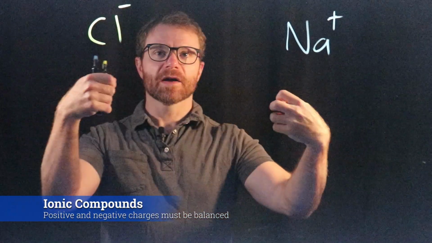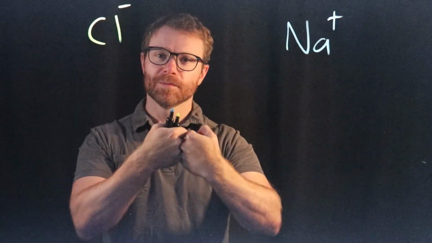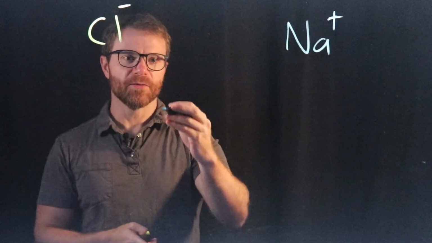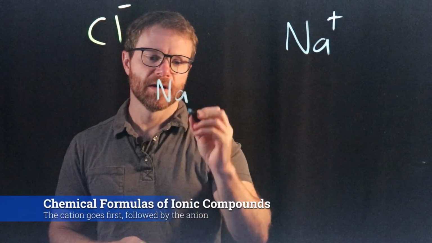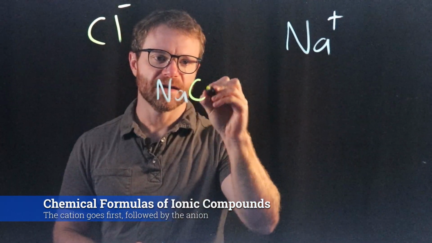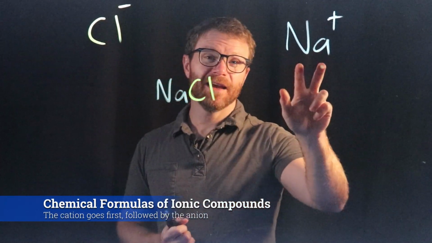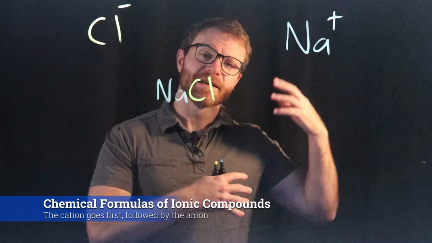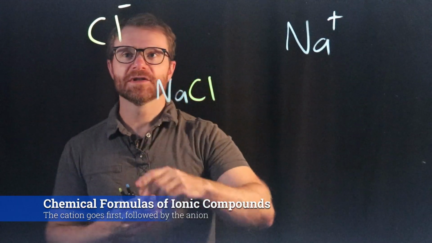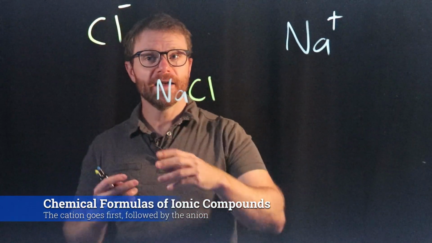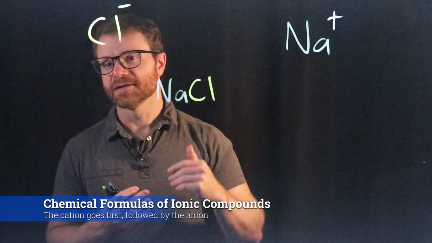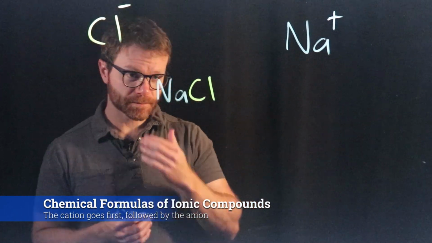So they're going to come together to form NaCl. We put the Na first, and then we put the Cl second. We do this because Na is the cation. It has a positive charge. Cations go first. And then the chlorine is the anion. It has a negative charge, and anions always go last.